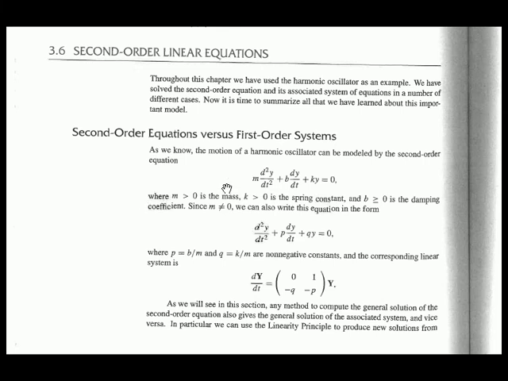Section 3.6 looks at a second order linear constant coefficient homogeneous equation. In other words, something of this form where m, b, and k are constants. For example, this could be the mass and frictional coefficient and spring constant of a spring. It'll also be a model for a circuit in chapter 4.